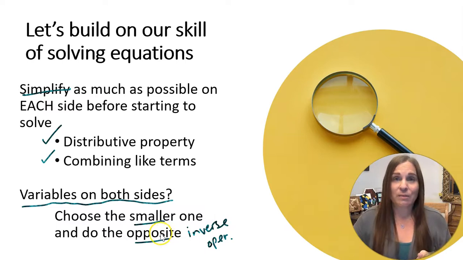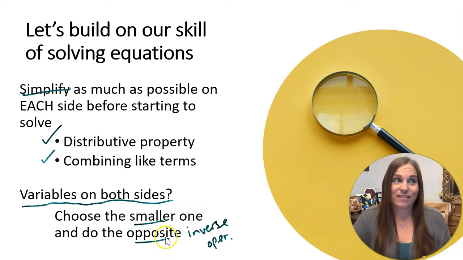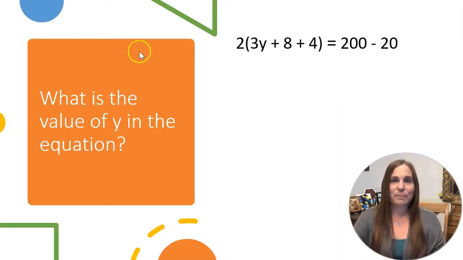The reason why I recommend you choose the smaller one and do the inverse is because there'll be less negatives, right? That's always a good path to choose, right? Less negative numbers. Okay, so let's try one.